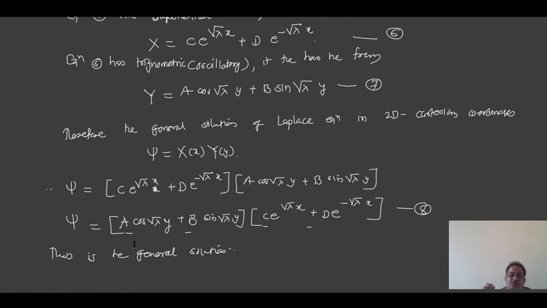So this is the exponentially decreasing part and the exponentially increasing part; they come together and form an exponential solution, that is X. Y is the oscillatory solution, and psi is the product of these two. That is why psi is composed of all these four terms, and that is called the general solution of the Laplace equation in two-dimensional Cartesian coordinate system. So for today I think this is enough.